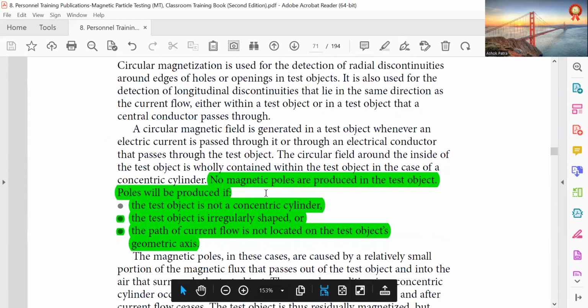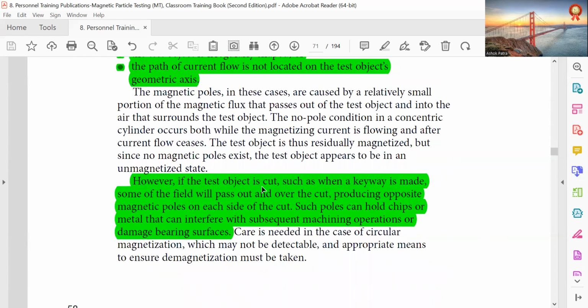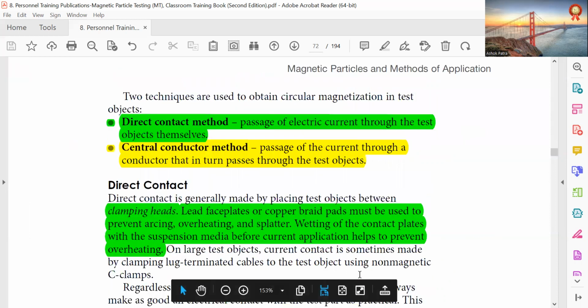Of course, no magnetic poles are produced in the test object. Poles will be produced if the test object is not a concentric cylinder, if the test object is irregular, or if the path of current flow is not located in the test object's geometric axis. However, if the test object is cut, such as a keyway is made, some of the field will pass out over the cut, producing opposite magnetic poles on each side of the cut. Such poles can hold chips or metal that can interfere with subsequent machining operations or damage bearing surfaces.